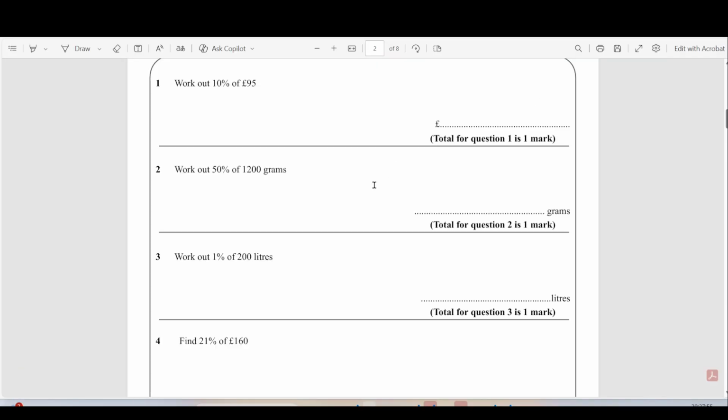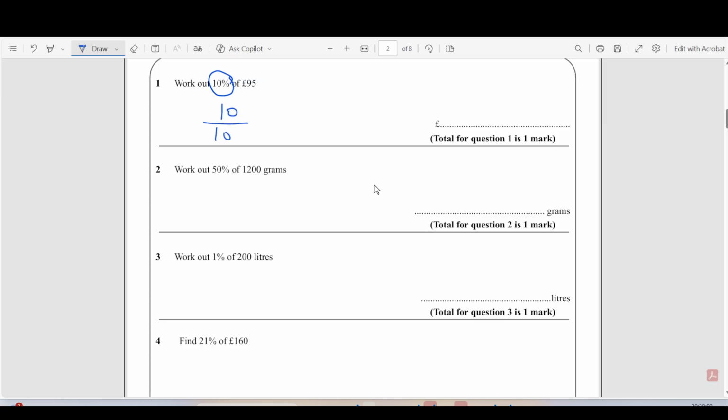So to find the percentage of a quantity, let's say we have to find 10% of 95 euros. First of all, whenever we remove the percentage sign, we get 100 in the denominator. Like 10% is 10 out of 100. This is what 10% means. Of means multiply, 95. Now, 10 divided by 100 is 1 over 10. If you divide 10 by 10, you get 1, and 100 divided by 10 is 10. Now you are left with 1/10 times 95, right?